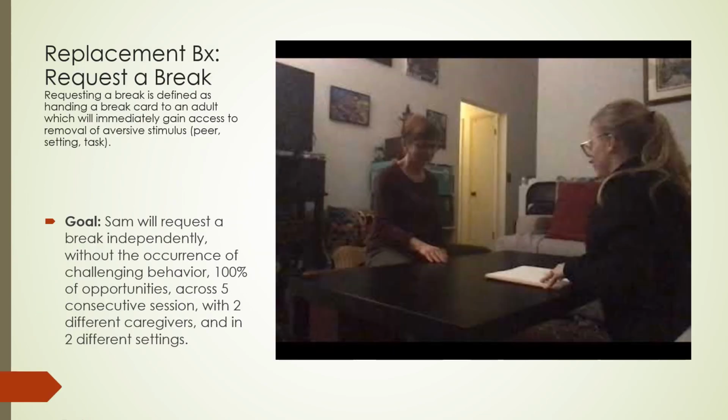The behavior we want to replace aggression with is requesting a break. Requesting a break is defined as handing a break card to an adult, which will immediately gain access to removal of an aversive stimulus. Our goal with this is that Sam will request a break independently without the occurrence of challenging behavior, 100% of opportunities across 5 consecutive sessions with 2 different caregivers and 2 different settings. There's a video attached to this slide that will show you the shaping of requesting a break, and you'll be able to watch it when this PowerPoint is shared with you after the training.